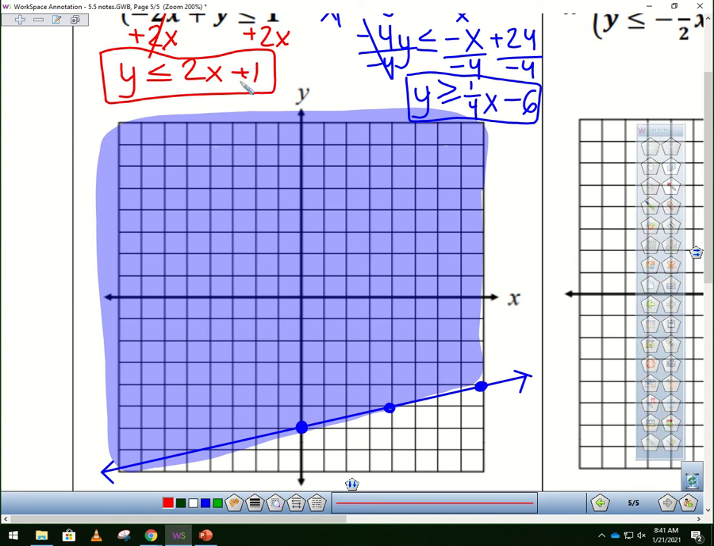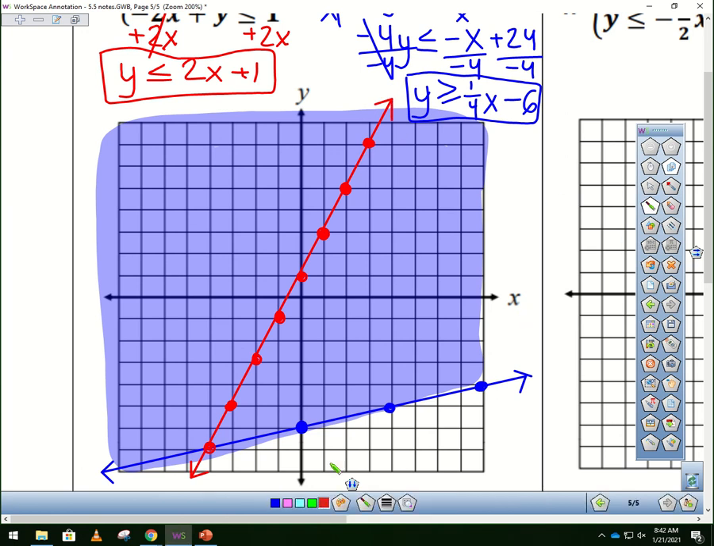So then the next equation, what's our y-intercept? Good, you're starting at 1. And you're going to go up 2 over 1. Up 2 over 1. And is this line going to be solid or dashed? Solid. Good. Am I going to shade above or below? Below.